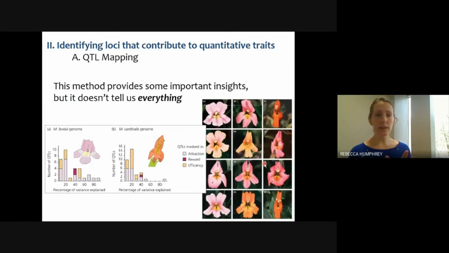Okay, so this doesn't tell us everything. We still don't know what those genes are, right? So of course we don't know what their protein products are. And that's where the second method, candidate locus investigation, comes in, and that's going to be in a separate video.